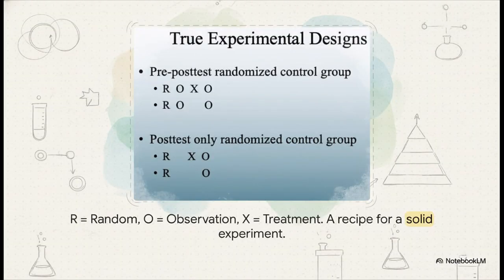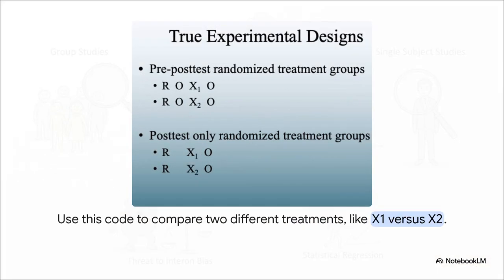Okay, I know, this looks like some kind of secret code, but trust me, it's just a simple recipe. Let's decode it. R stands for randomization, what we just talked about. O is for observation. That's just a test you give them. And X, well, that's the treatment, the special sauce you're testing. So when you see ROXO, it just means you randomize your groups, you give them a pre-test, you give one group the treatment, and then you test everybody again. Boom, rock solid.